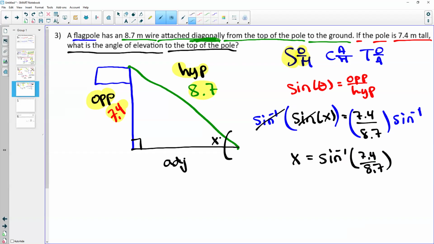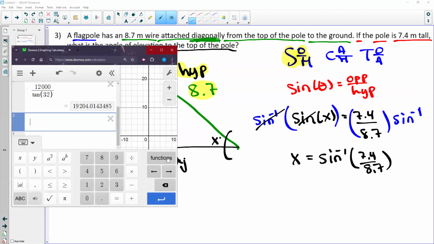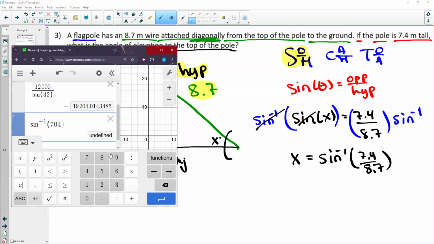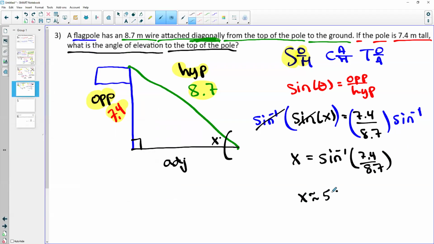And now we just plug that into our calculator. That will be x, the angle of elevation for this problem. So we got sine inverse of 7.4 over 8.7. Let's type this in. Here is sine inverse. We got 7.4 over 8.7. Looking at what we have here, we're going to round to two numbers after the decimal. If I look at the next number, it's a 4, so it's not going to round up. It's going to stay the same, 58.27. So x is approximately 58.27.